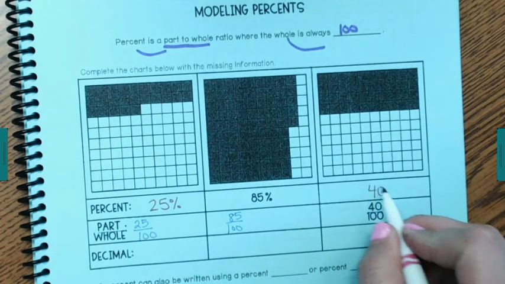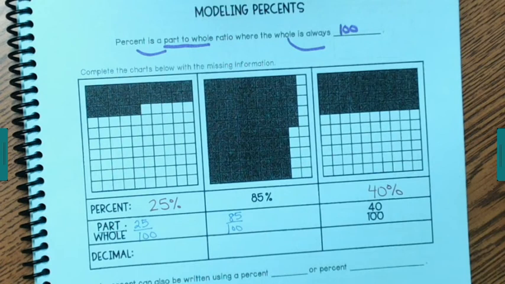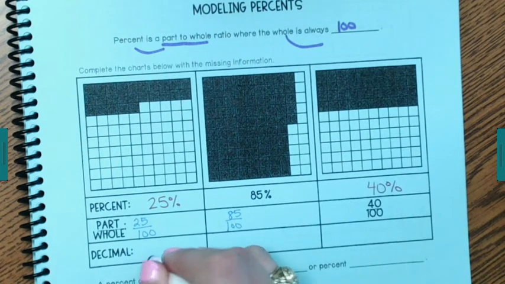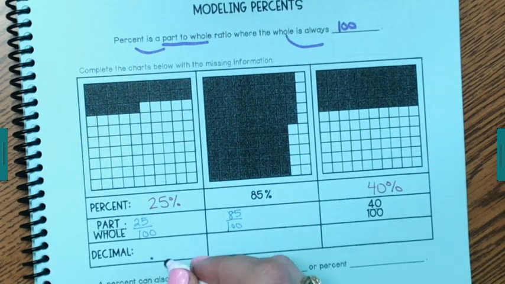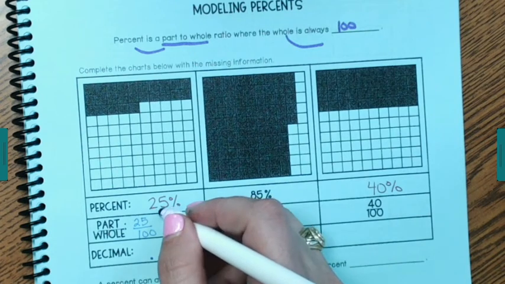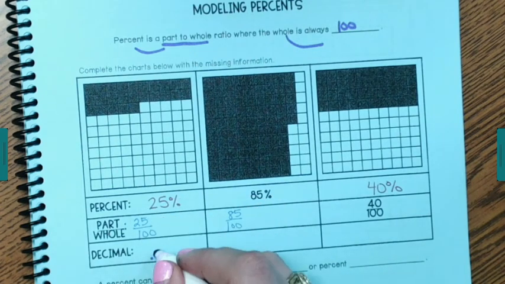40%. Good. Okay? Now we just talked about how to go from percent to decimal. We said you move the decimal 2 places to the left. Okay? So 25% is going to be what decimal? So we're just moving our decimal here. 1, 2, so it's 0.25.